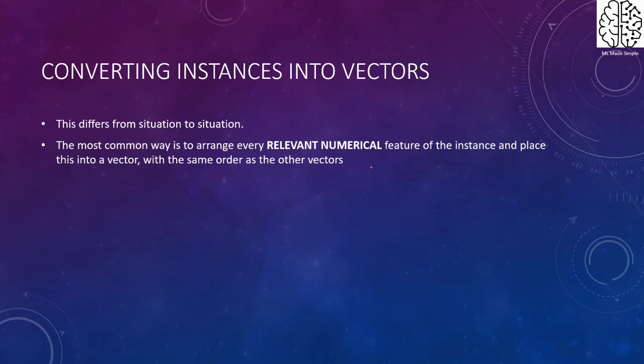So basically we just arrange every relevant feature of the instance, and the keyword here is relevant, and place it into a vector. And the other key note here is same order.